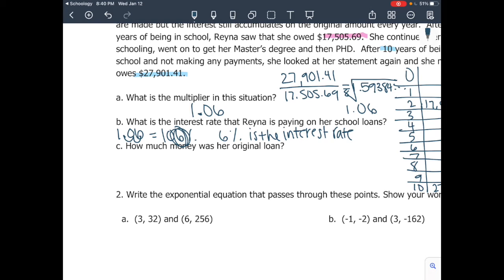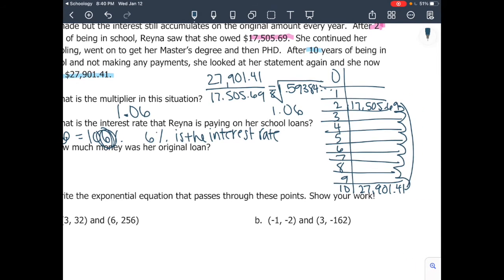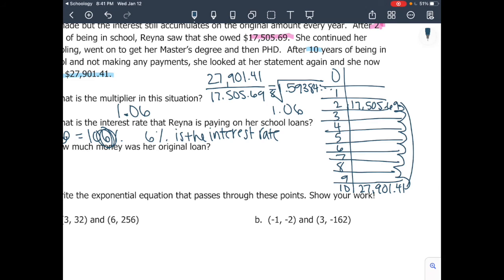And then it says how much was her original loan, and that's why it's important that we have this table. So we're going to go backwards. We're going to take that 17,505.69 and divide it by 1.06 to get 16,514.80, and I had to round that, and then divide it by 1.06 again, and that's 15,580. And remember, since we're dealing with money, just make sure you're careful on the rounding with that.